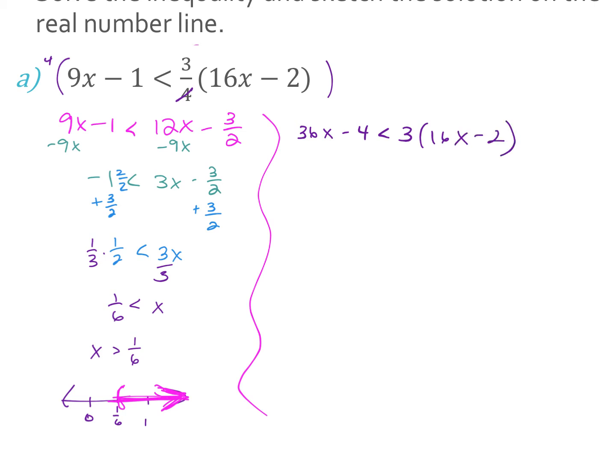Remember when we multiply things on the outside, it doesn't also go to what's on the inside of the parentheses because it's going to change what's on the outside. When that gets distributed, it makes up for that change. 36x minus 4, distribute here. Subtract the 36x.